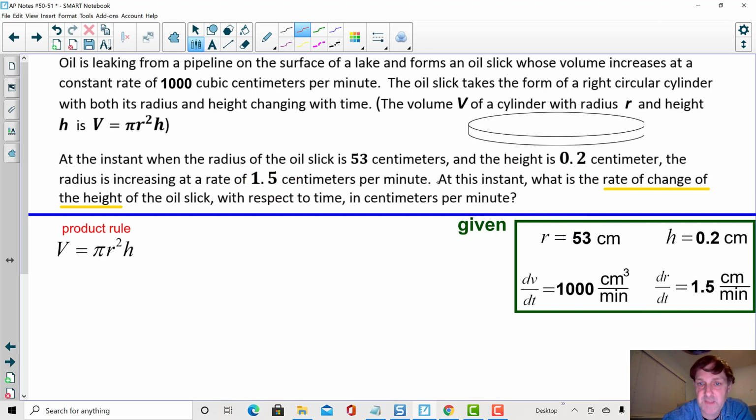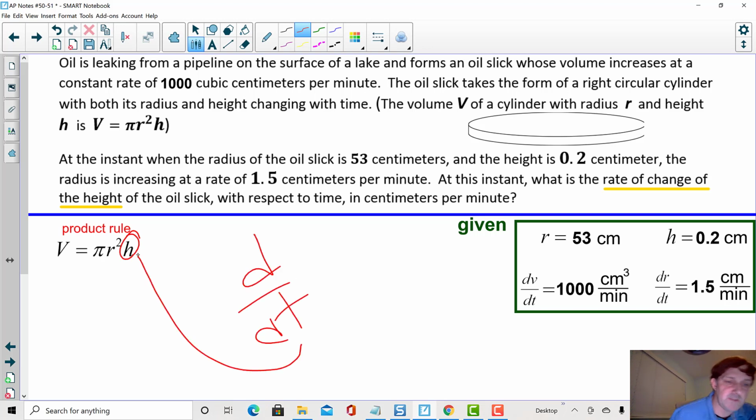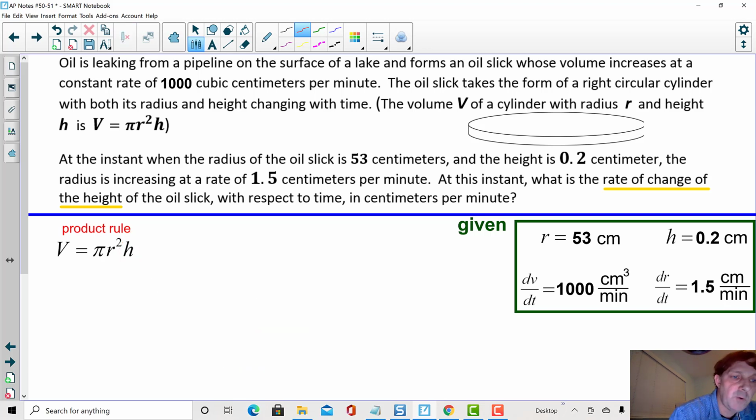And the question is that at this instant, what is the rate of change of h? So h is the height. The rate of change of the height would be h prime. So our final answer is going to be h prime. Now this equation does have an h, so if I do this kind of derivative, I will get an h prime because that's the wrong letter. Let's go ahead and do the derivative.